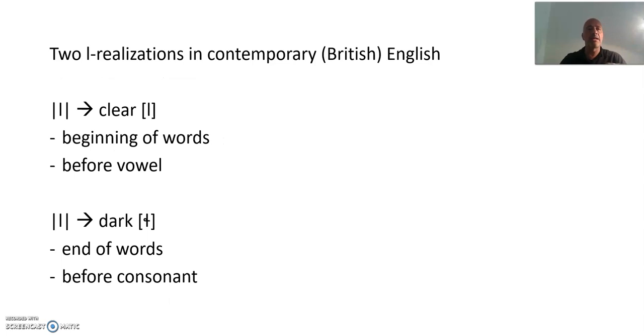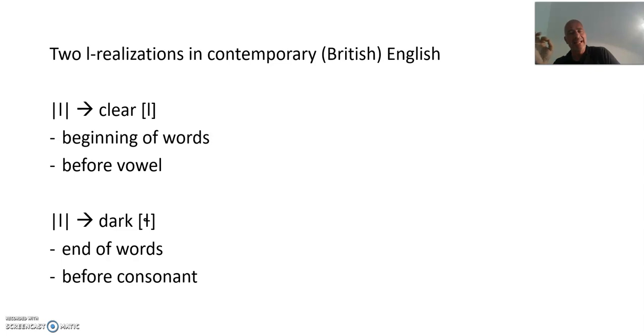Now let's come to contemporary English. What you know, of course, is that in British English there are two different kinds of L. There is clear L, at the beginning of words and before vowel sounds, and there is dark L, at the end of words and before consonants. So that is the difference between clear L and dark L. In German, we only have clear L. You know that.